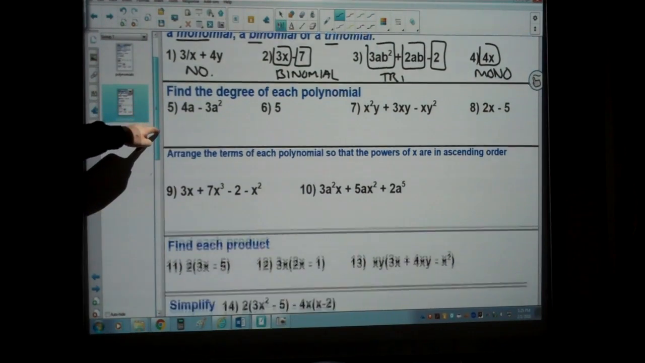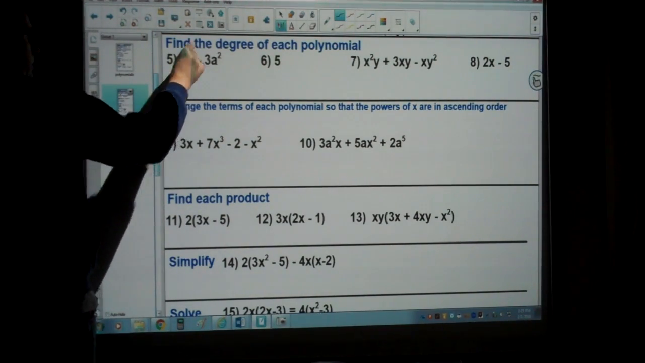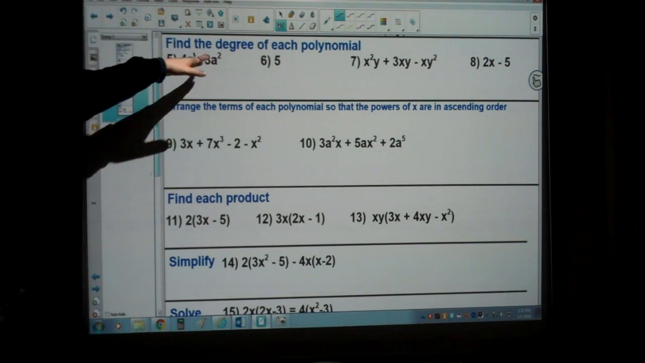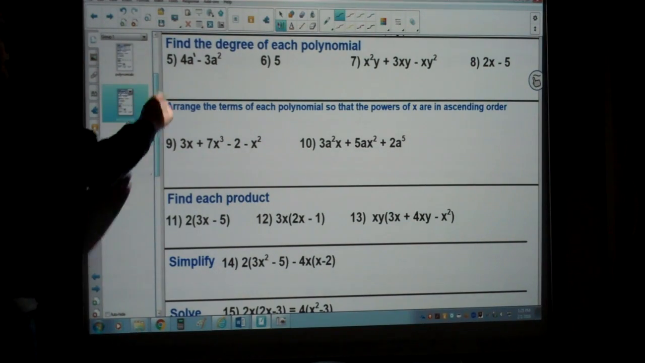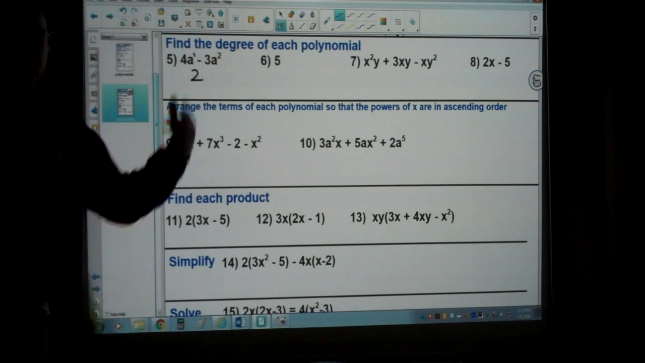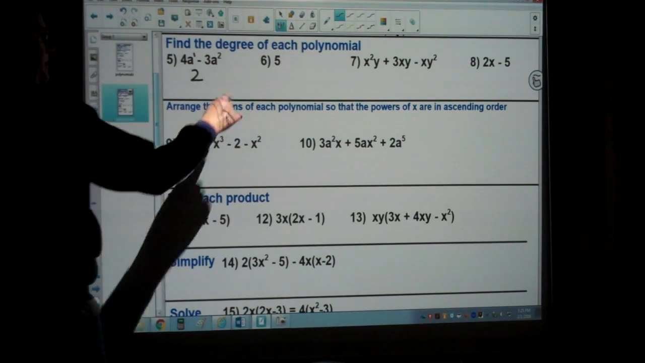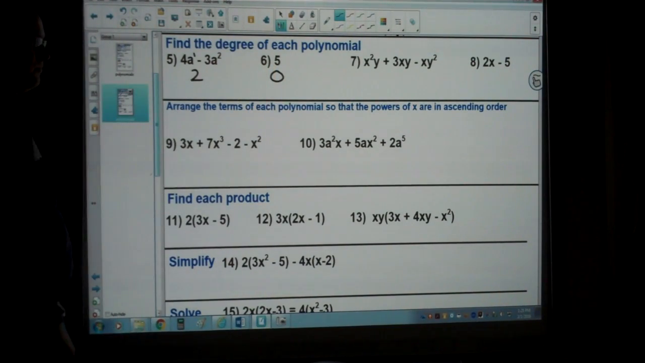Find the degree for each polynomial is the next question. Degree refers to the highest power. So if we look at this question, if there is no exponent, remember that means 1. This term has a power of 2, so the highest power for this one is 2. Now for question 6, there is no x term at all, so this is what we call a constant, and a constant has a degree of 0.